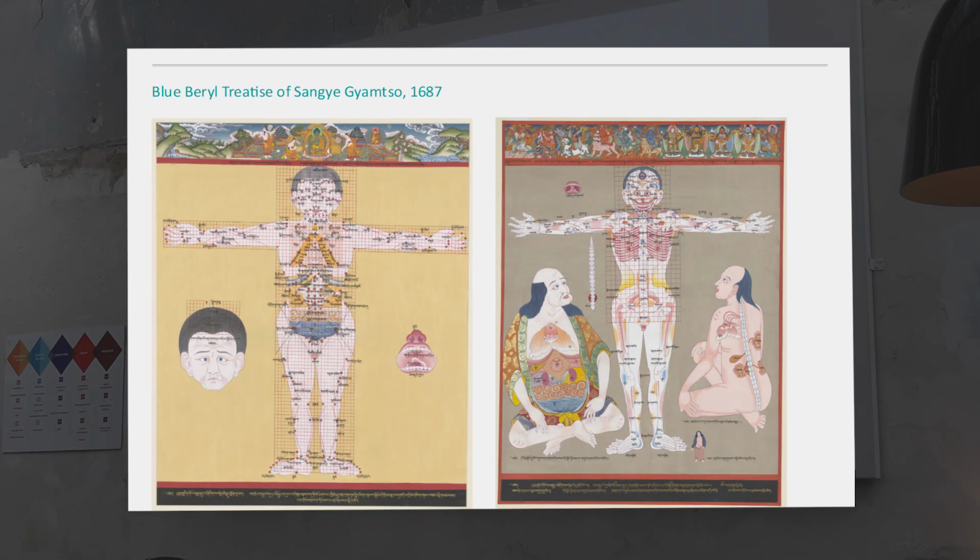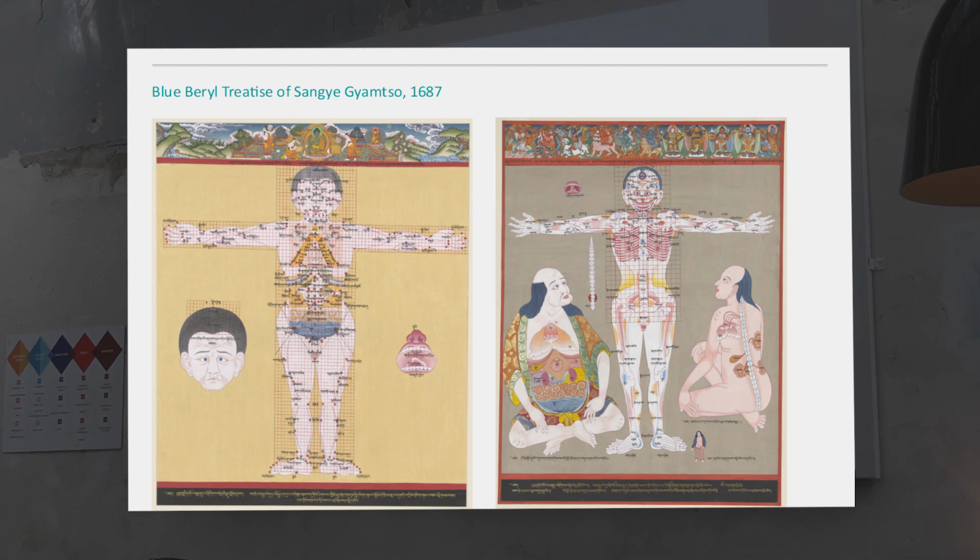Medical practice was also very important in the Tibetan monastic tradition. Sangye Gyamtso's treatise, which is from the 17th century, illustrated similarly the overlapping systems of the body. On the left is the moxibustion and surgery and bloodletting points. And on the right is the anatomy of the body's most vulnerable points.